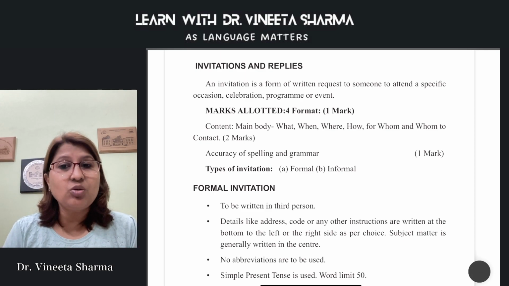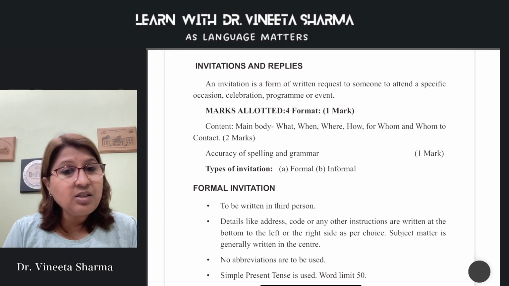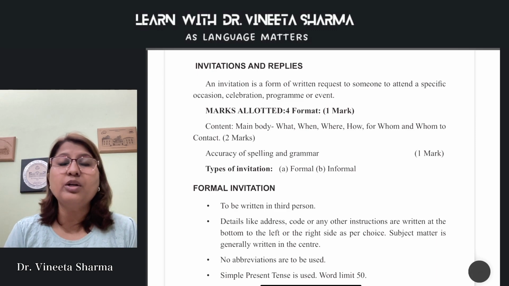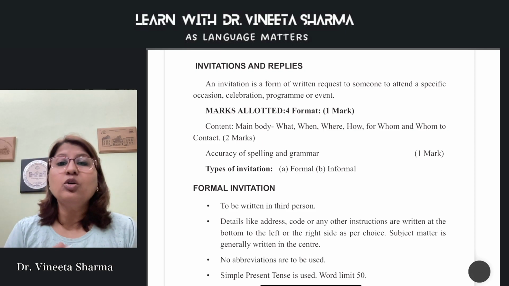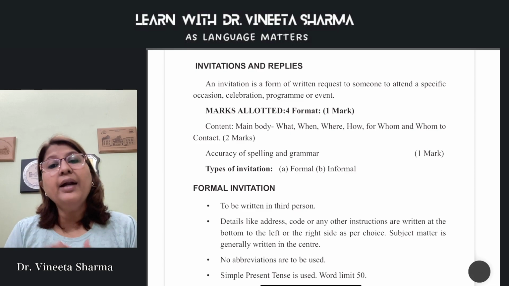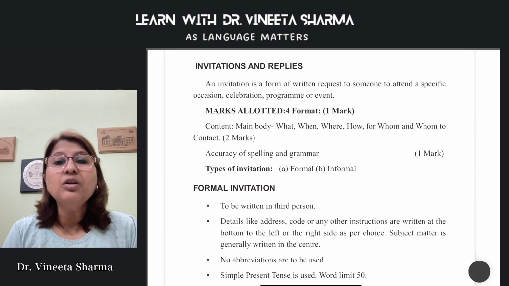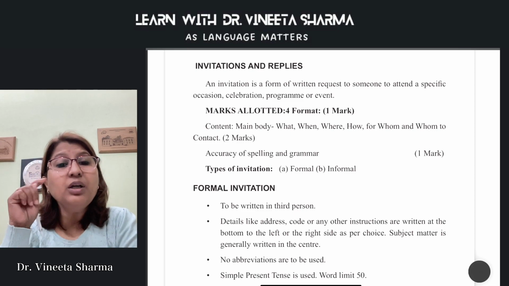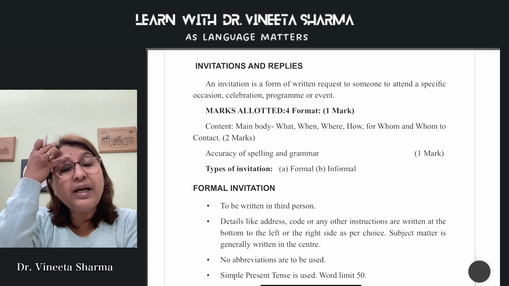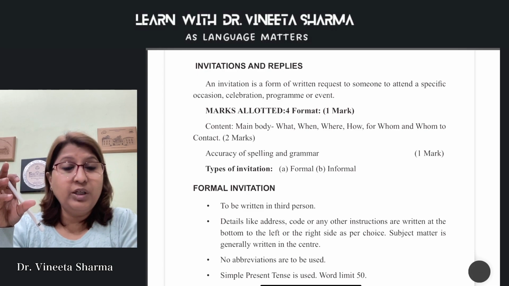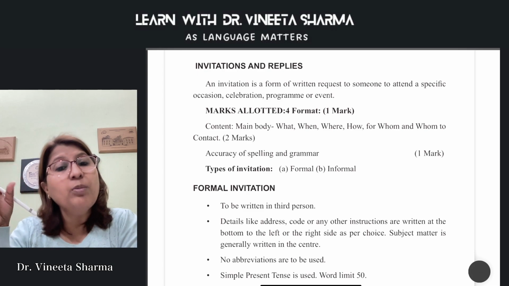program or event. Again, as it is a short composition, marks allotted are 4. Format has 1 mark, content again 2 marks, and accuracy of spelling and grammar 1 mark. Now here see, notice is like one type only, because that is a formal composition only. We use notice only for formal purpose.